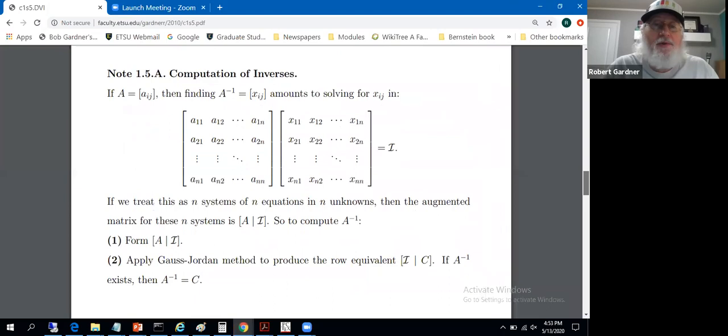Okay, here's the big computational thing. The bulk of the mechanical problems we do will be: here's a matrix, find its inverse, and here's how you do it. Suppose matrix A has entries A sub ij. Finding the inverse, let's let the inverse have entries X sub ij for a second. Then what we want is matrix A times matrix A inverse, with those entries, to give us the identity matrix.